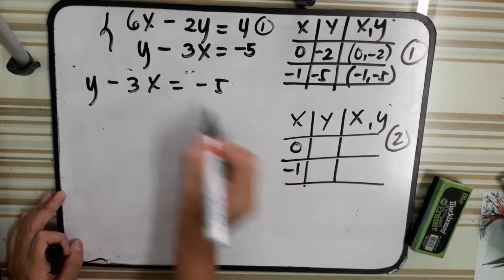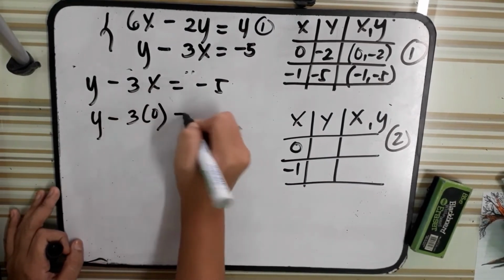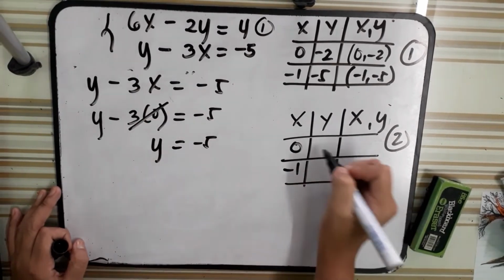So, we substitute this to the equation. So, this will become y minus 3 times 0 is equal to negative 5. This will be cancelled out. y is equal to negative 5. Yun.